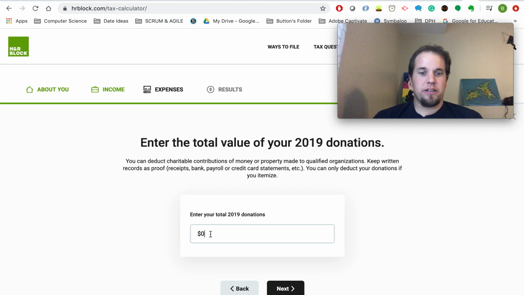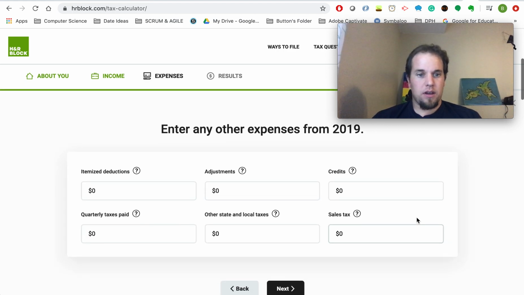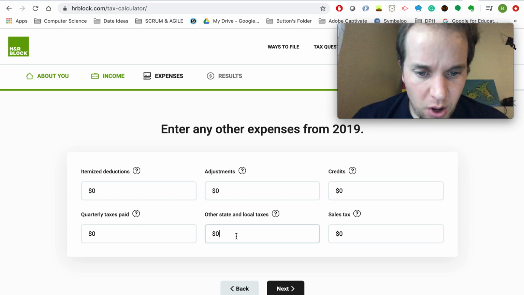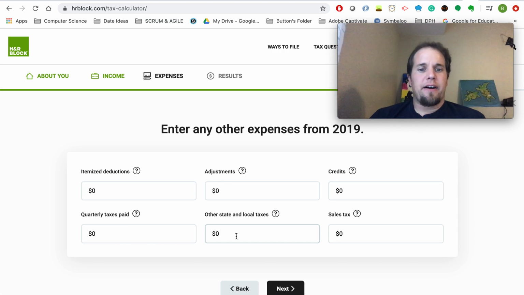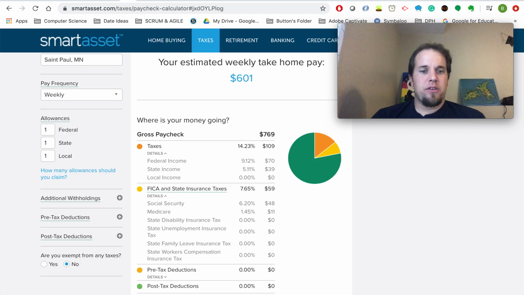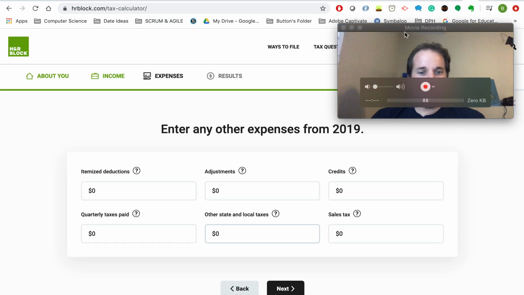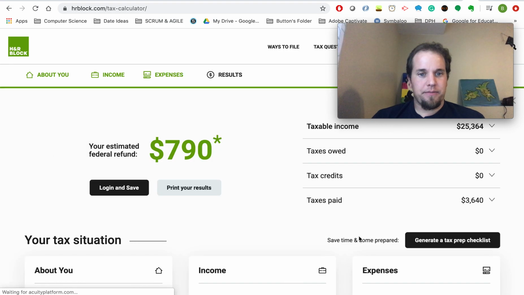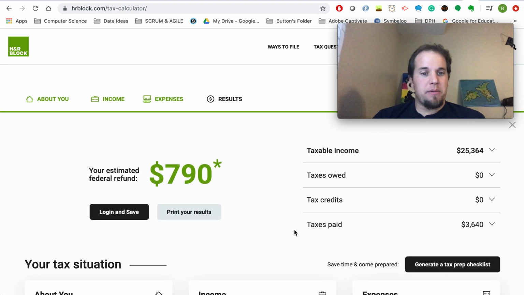Enter your total donations. This was your tithe. So for this one, it was 10% of 40,000, so 4,000. Again, we have that on the document. And itemized credits, other state and local taxes. Since we already put our Minnesota state tax in, and if you look at the calculator here, we don't have any local income tax. So that is it for that one as well. So next. All right, well, we come to the end here, and we come to find out that you get a tax return of $790.